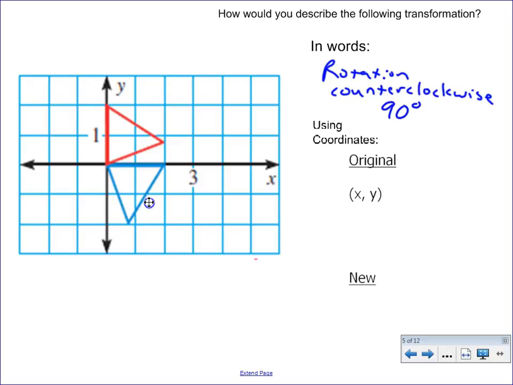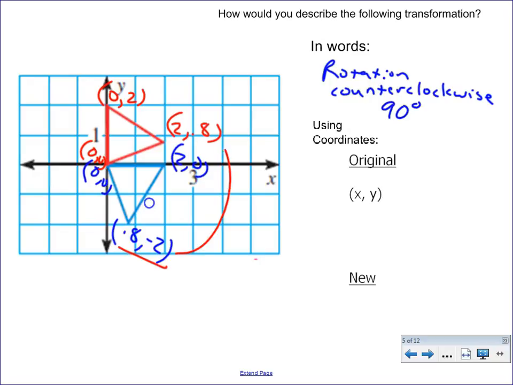Now, using coordinates, let's figure out what the coordinates are so we can compare. This point is at 2, 0. And this one's at 0, 0. Here's that this one's roughly at about 0.8, -2. And let's compare the other points. 0, 0, 0, 2, and 2, about 0.8.